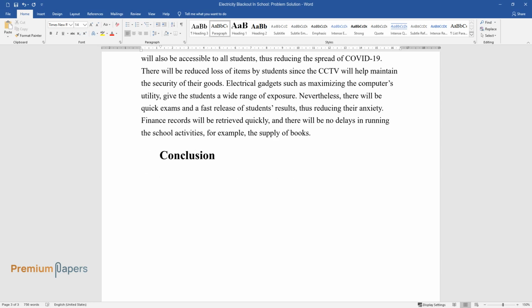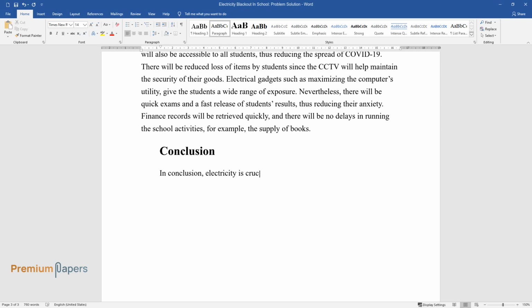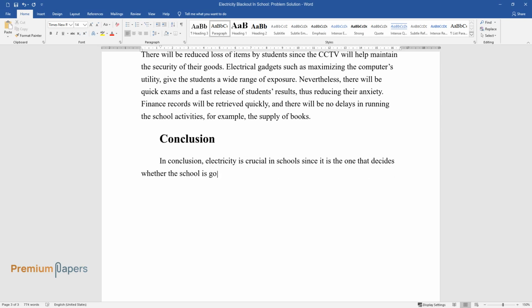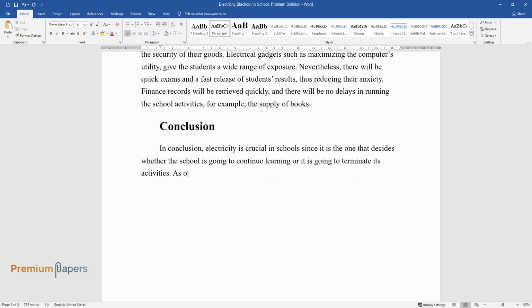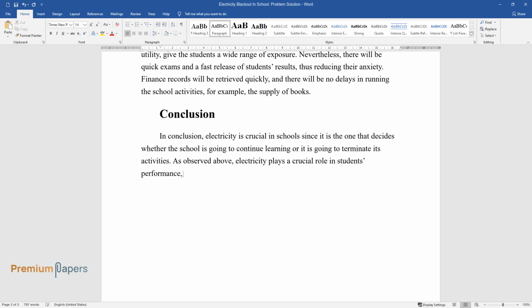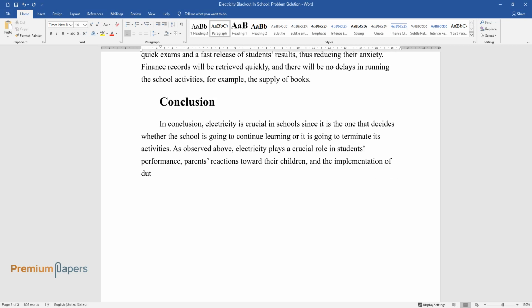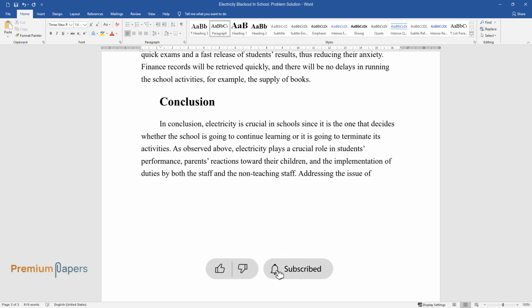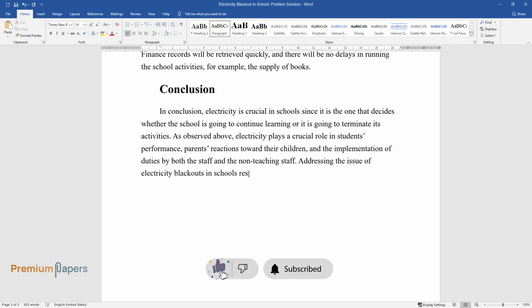Conclusion. In conclusion, electricity is crucial in schools since it is the one that decides whether the school is going to continue learning or it is going to terminate its activities. As observed above, electricity plays a crucial role in students' performance, parents' reactions toward their children, and the implementation of duties by both the staff and the non-teaching staff. Addressing the issue of electricity blackouts in schools results in everything changing from worse to the best.